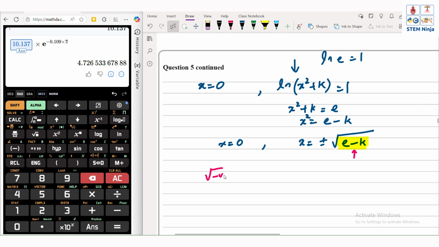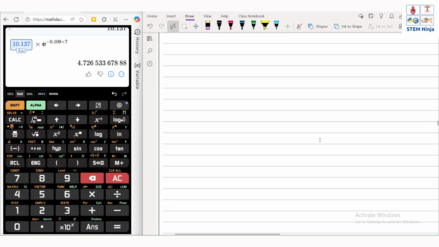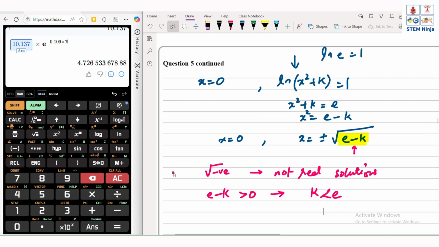So we know that when you have square root of negative numbers, these are not real solutions. These are complex solutions. So this is not part of P3 or P4, but important knowledge. So that means that e minus k has to be greater than 0. So therefore k is less than e. Yeah, that's it. That was the condition. All right. So that was the third part. Okay. All right. Moving on. So that's the C part.